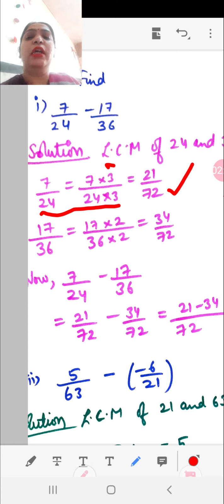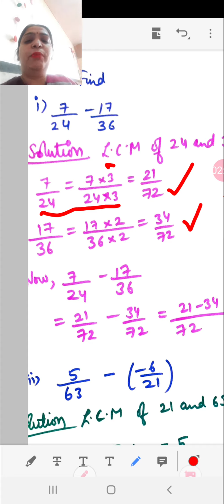In this way, 17 upon 36. Now 36 we have to make 72 as the LCM. So by multiplying by 2, it will become 72. So if we multiply by 2 in the denominator, we have to multiply by 2 in the numerator also. So it will become 34 upon 72.